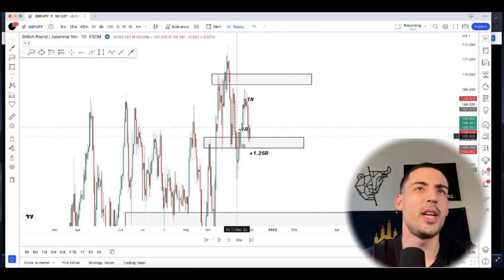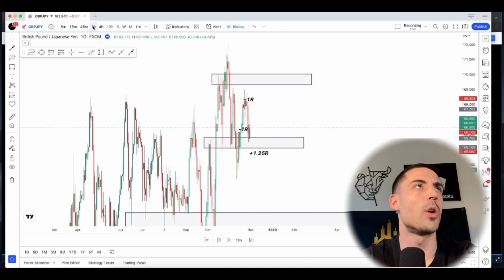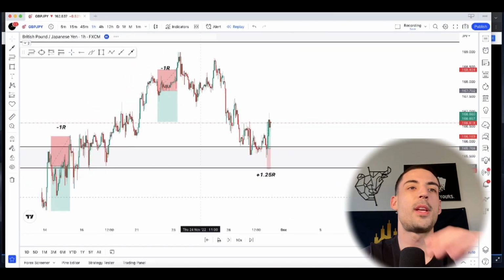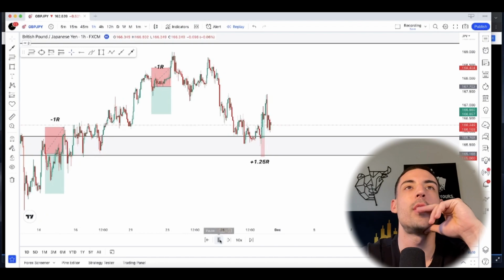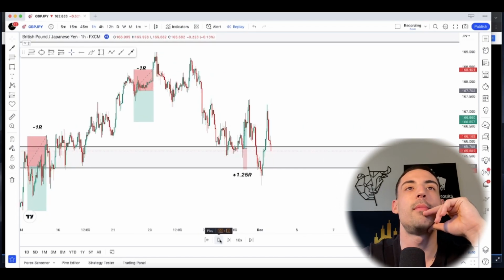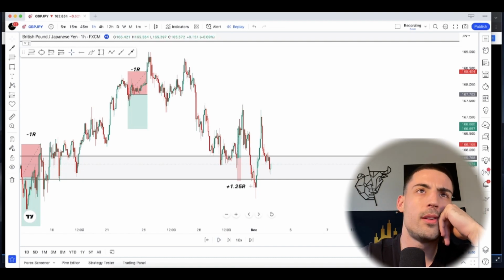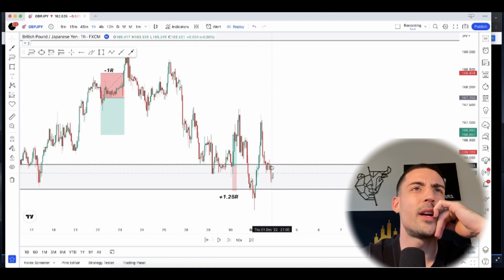I'm going to wait for either one of these support or resistance levels to get bounced off of, just because these seem like super clear zones, in my subjective opinion. Okay, so we dug deeper into this zone. It looks like we're showing a lot of bullish price action.